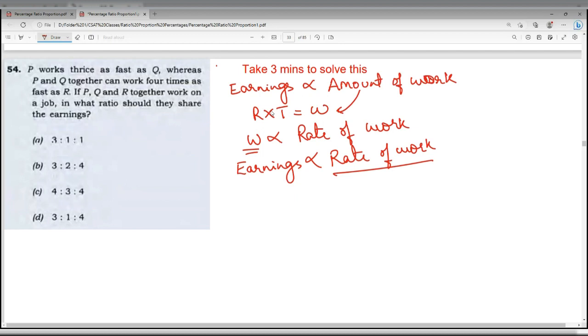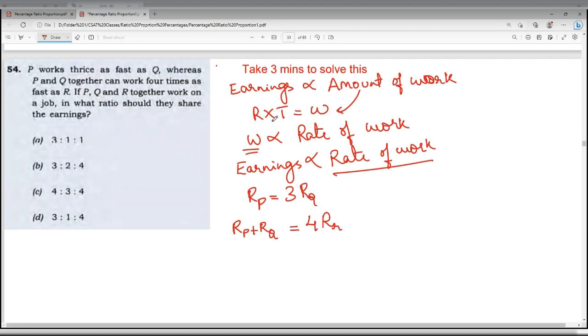The first data that they have given is P works thrice as fast as Q. So rate of P is equal to 3 into rate of Q. And the second data is that P and Q together can work 4 times as fast as R. So RP plus RQ is equal to 4 times the rate of R. I'll take this as a smaller rate of R here. This is what they have given.